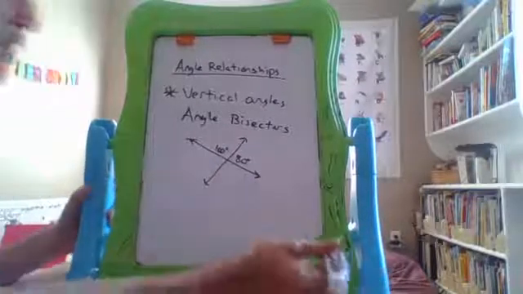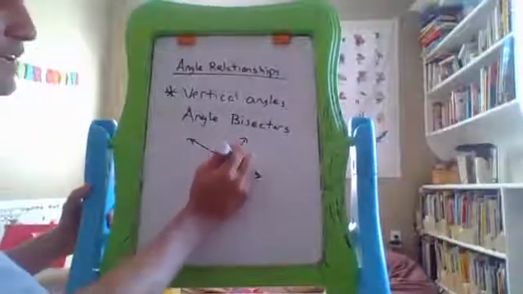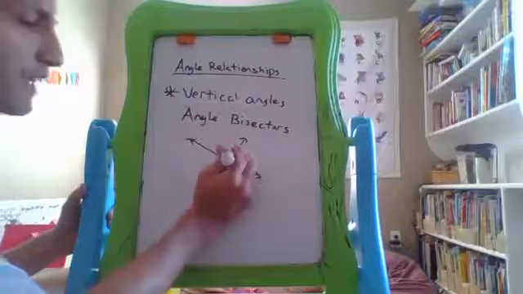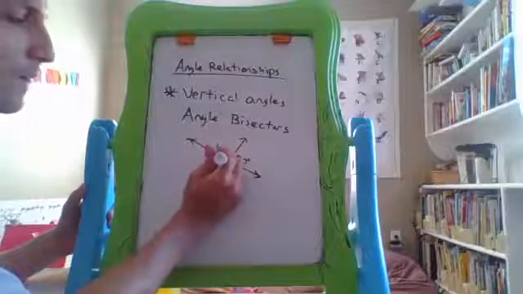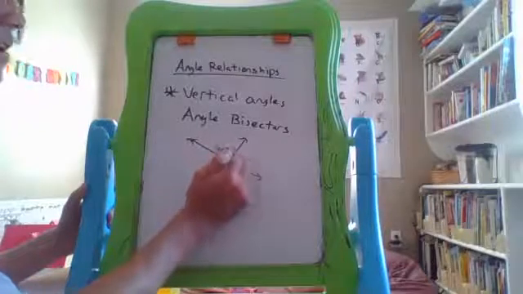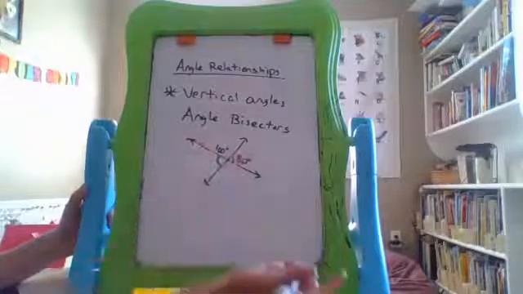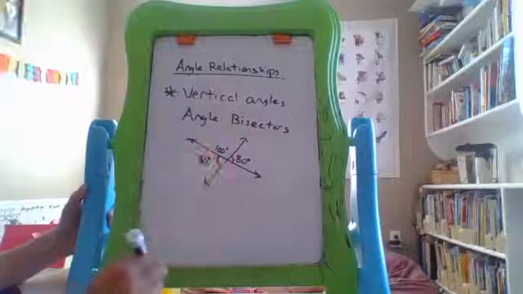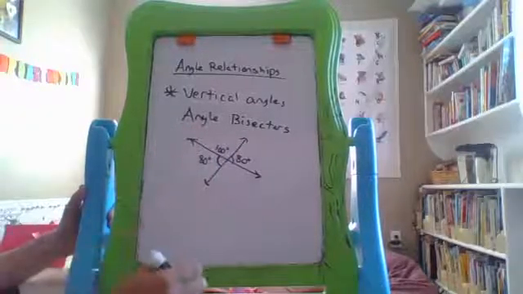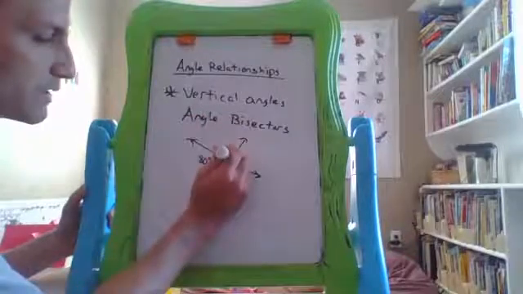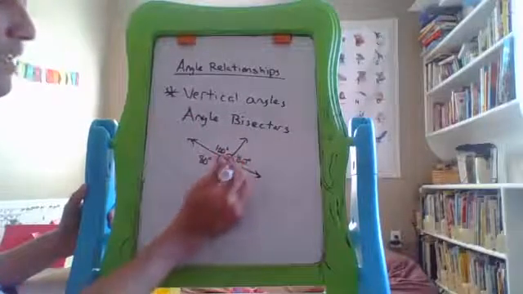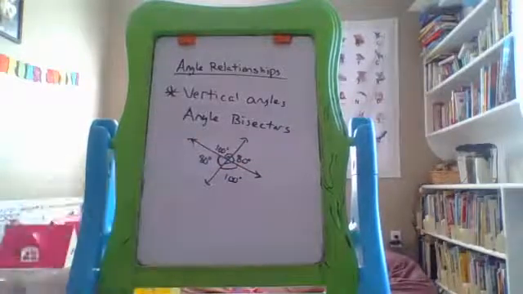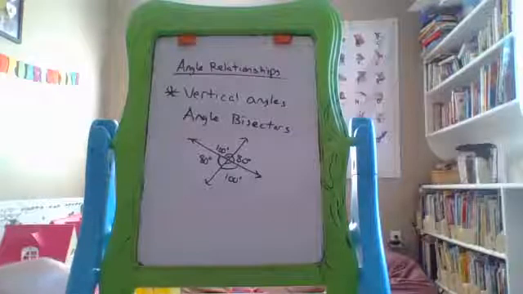Okay? What vertical angles tell us is that when I have an X like this, or I see maybe an X in a diagram, this angle right here and this angle right here are vertical angles, and these angles are congruent. So if this is 80 degrees, this is also 80 degrees. And if this one is 100 degrees, then this one is also 100 degrees. So that's the idea behind vertical angles. We just set them equal to each other.